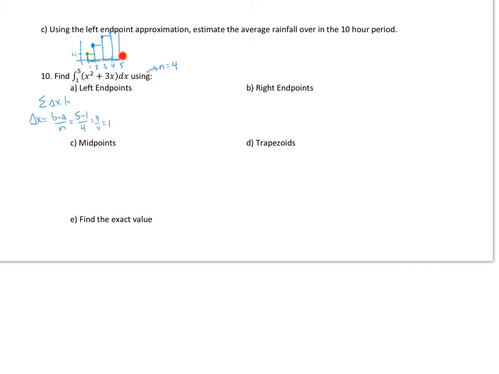Notice I'm not using f of 5. That would end up being a right endpoint. I end up with only left endpoints there. This is my first rectangle, second rectangle, third rectangle, and fourth rectangle.